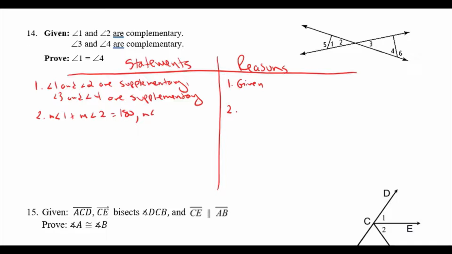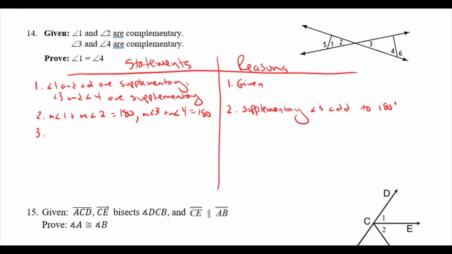And then the measure of angle 3 plus the measure of angle 4 is also equal to 180. And because we used supplementary, we just want to define that. So supplementary angles add to 180 degrees. Perfect.